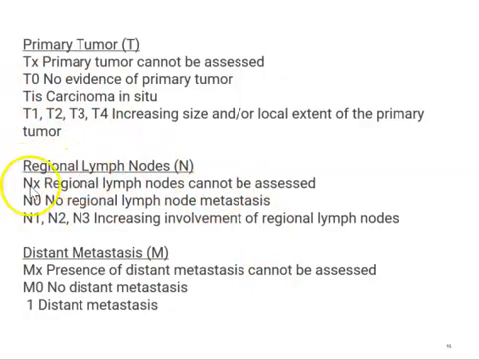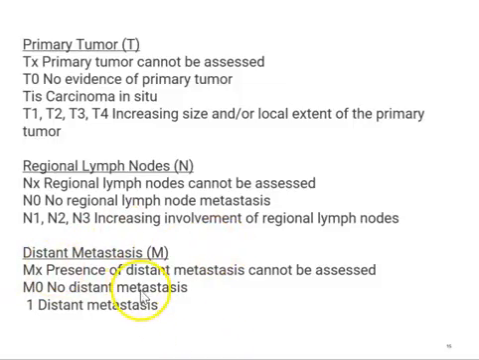Lymph nodes: in NX, regional lymph nodes cannot be assessed. Sometimes there aren't any lymph nodes in that area that they would biopsy. In N0, that's going to be your ideal. There's no nodal involvement, so they removed a couple nodes and they were clear. In N1, N2, N3, there is increasing lymph node involvement in the regional nodes. And of course, again, the higher the number, the more nodal involvement.